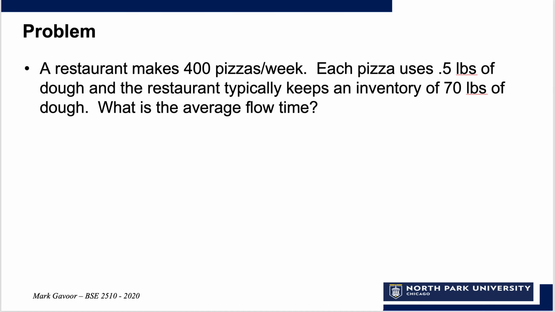Next, a restaurant makes 400 pizzas a week. Each pizza uses a half a pound of dough, and the restaurant typically keeps an inventory of 70 pounds of dough. What is the average flow time or processing time?